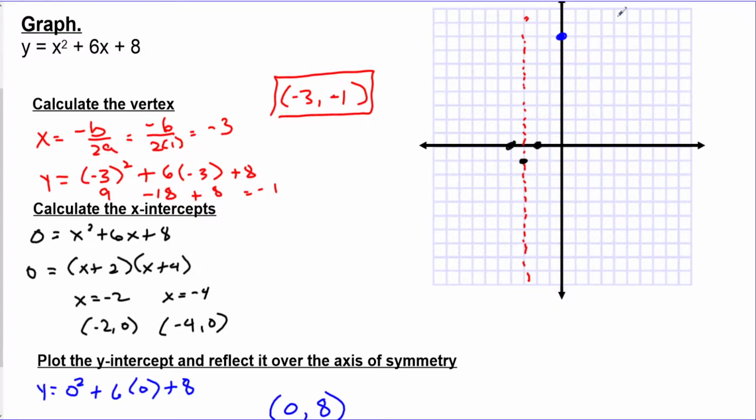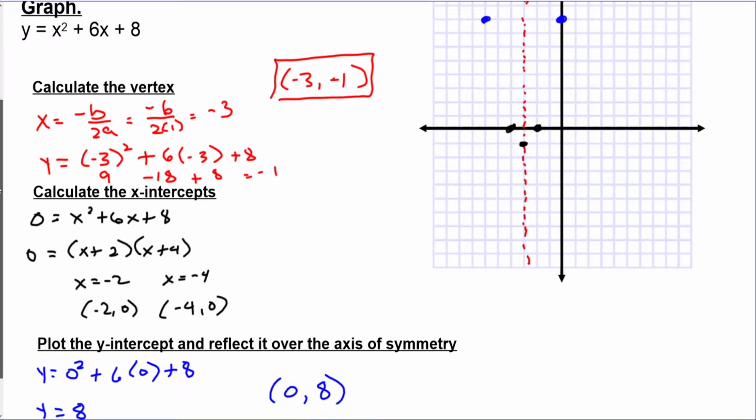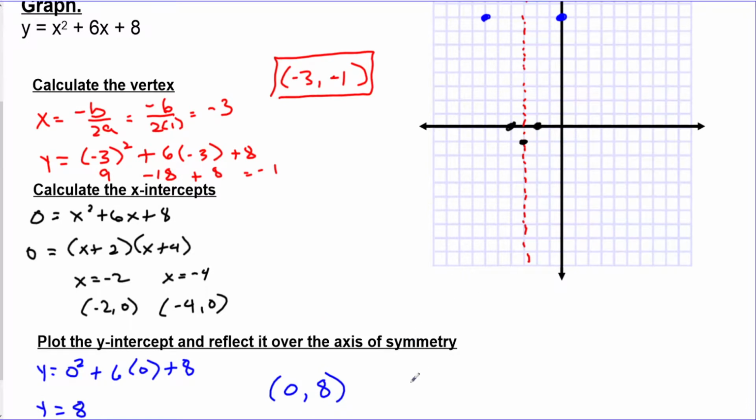Okay, so what we're going to do to reflect a point over the axis of symmetry is we're going to look at this point. We're going to say, how far is the y-intercept from this axis line? So if we count 1, 2, 3 units, it's 3 units away. I know that there's another point 3 units on the other side. So if I go 1, 2, 3, here it is. Okay, this is my last point, right? And I can say that that's the point negative 6, 8, right? So I can get one more point, which is just a reflected point, right?